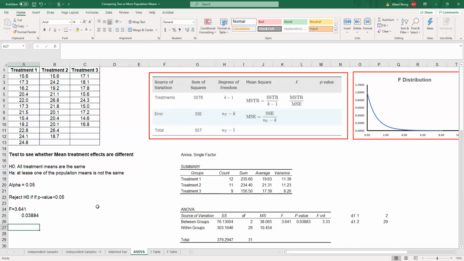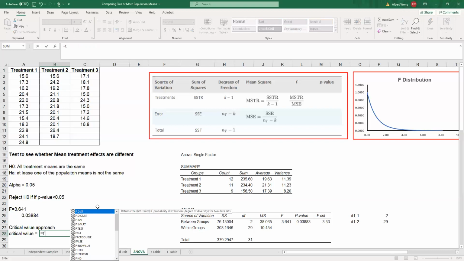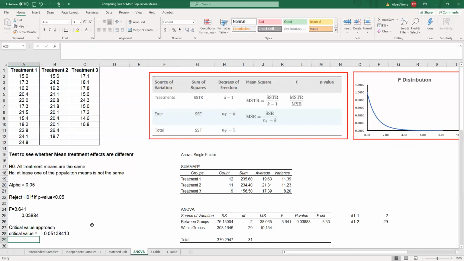Now, if you use the critical value approach, how do you find the critical value? Well, you can use Excel to find the critical value. You can use F.INV, and as I said, this is always an upper tail test, so 0.05, 2, 29, and see what we get. Oh, sorry, this is 0.95.